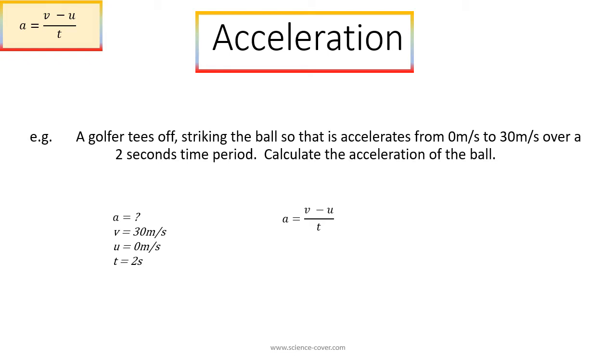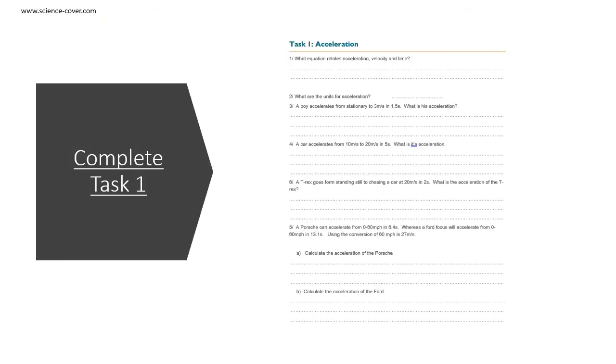We can now substitute these values into the equation. So we now have a is equal to 30 minus 0 divided by 2. This gives us 15 meters per second squared. Pause the video now and attempt task 1.